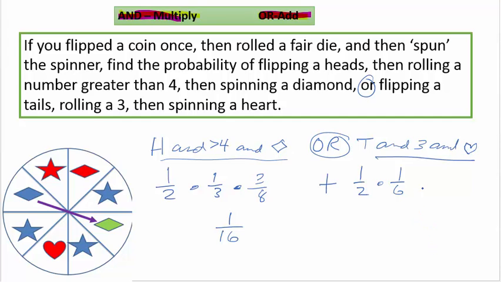Don't know why it disappears like that. And spinning a heart, there's only 1 heart on that spinner, so that's 1 out of 8. It disappeared on me again. I'm not gonna draw it again if it disappears.